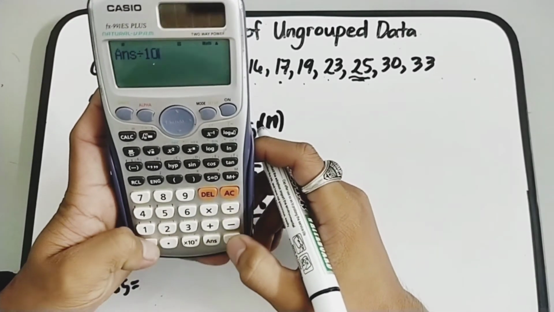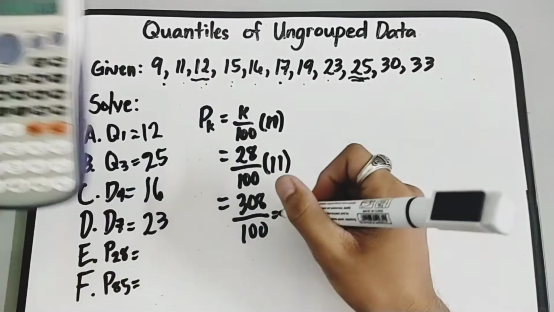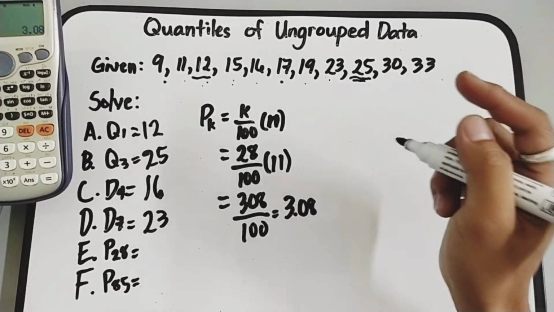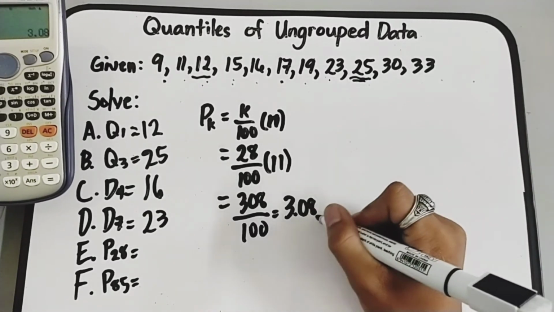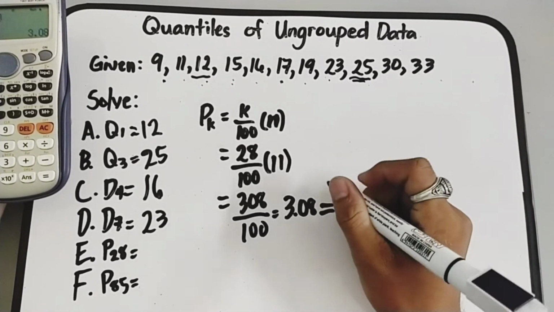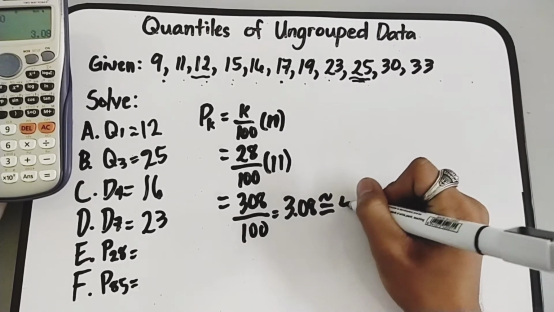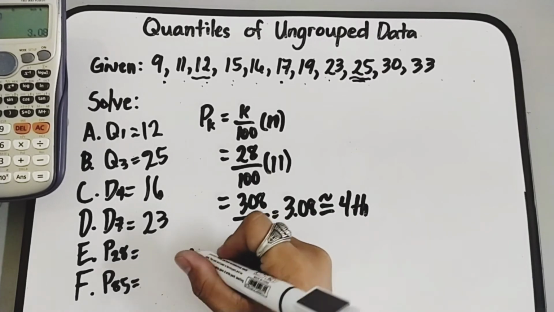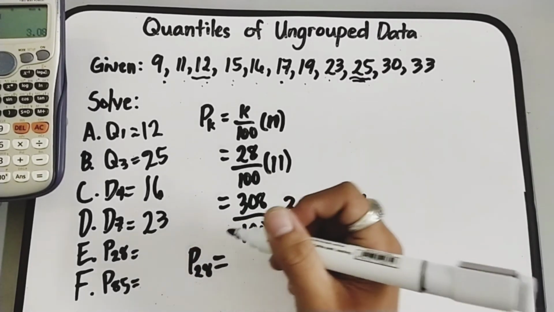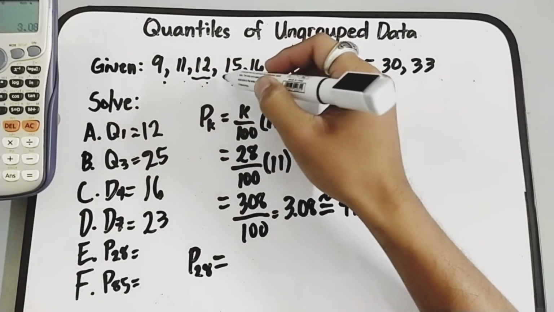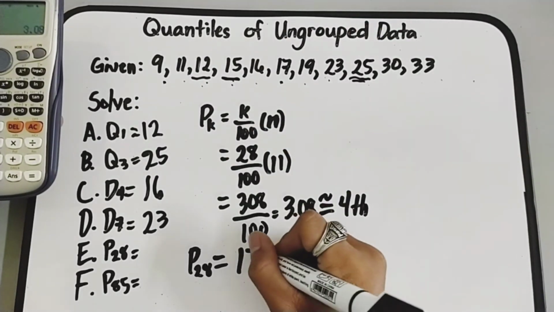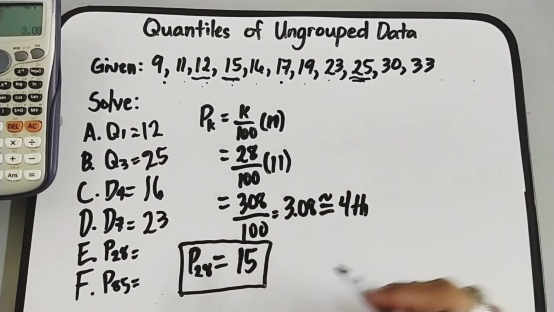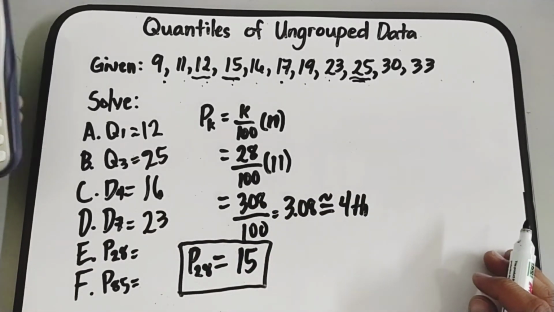Okay, divide by 100. 3.08. Okay, again, 3.08. Since may sumobrang decimal, the rule is round up. Therefore, magiging 4 or pang 4th score. Alin ba dito yung pang 4th score? You have P28. Okay? 1, 2, 3, 4. Therefore, yung 15 yung ating percentile 28. Okay? That is percentile 28, yung 15.